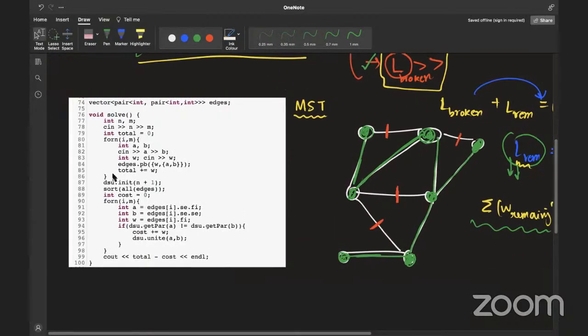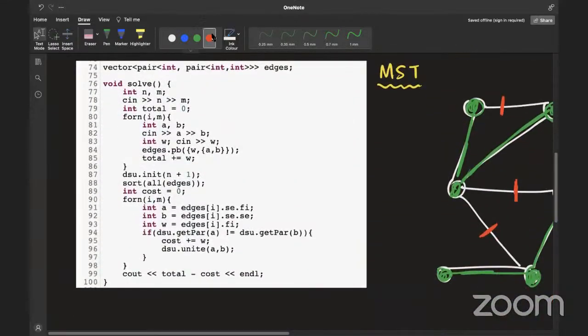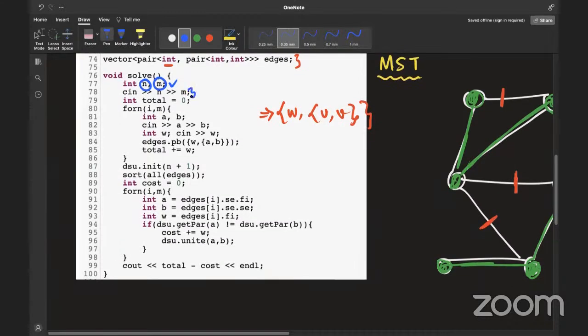So I'll just go over the code, and maybe after that you can ask if you haven't understood. I am storing these edges in a way such that I have the weight first, and then U and V. So U and V are the endpoints of this particular edge, and W is the weight of this edge. Then I have N as the number of nodes and M as the number of edges. I take them as input.